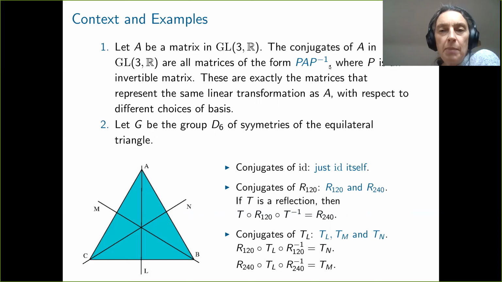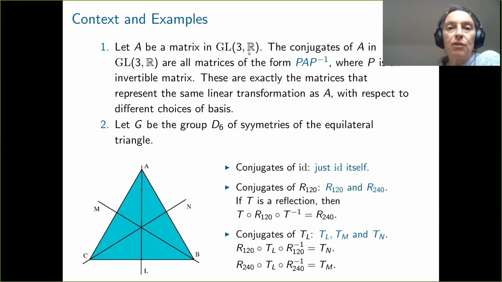We know that the matrices of the form PAP inverse are exactly those matrices that represent the same linear transformation that A does with respect to different choices of basis, where P represents a change of basis matrix from one basis to another. So what we're saying here is that in the context of the definition of conjugacy we've just seen, two matrices in GL3R are conjugate to each other in that group exactly if they represent the same linear transformation and differ from each other only by a choice of basis.